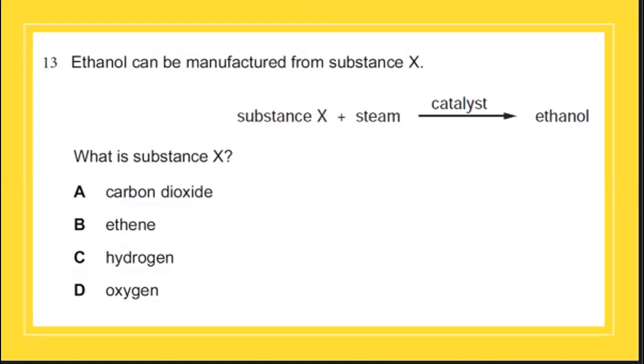All right, so let's look at our options. We have carbon dioxide. Carbon dioxide plus steam, that's A is out. Yes, the answer is B as in boy, ethene. Ethene plus steam would give us ethanol. So B is correct. It cannot be hydrogen. Hydrogen plus steam will not give us ethanol. So C is out, and it cannot be oxygen. Oxygen plus steam will not give us ethanol. So our only answer here is B as in boy. That is correct. Good job.